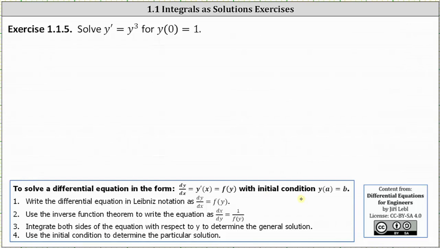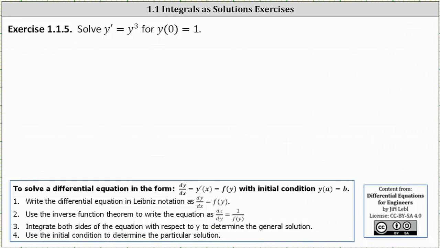Number 1, we write the differential equation using Leibniz notation, meaning in the form of dy dx equals f of y, and then we use the inverse function theorem to write the equation as dx dy equals 1 divided by f of y. Next, we integrate both sides of the equation with respect to y to determine the general solution. Number 4, we use the initial condition to determine the particular solution, and then we should try to solve the equation for y.